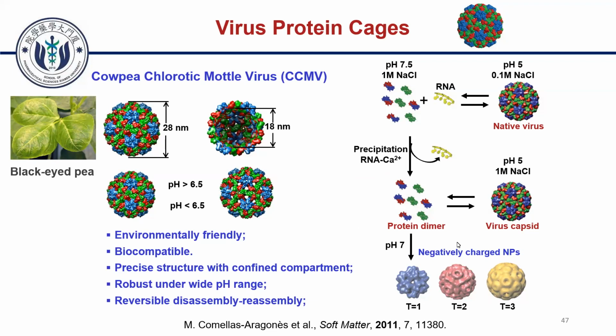And the protein dimers can reassemble into the virus-like particle if we decrease the pH from 7.5 to pH 5. And of course, under neutral pH, we can also apply negatively charged nanoparticles to direct the protein units to assemble around the negatively charged templates into spherical or rod-like structures, depending on the particle template that we use.